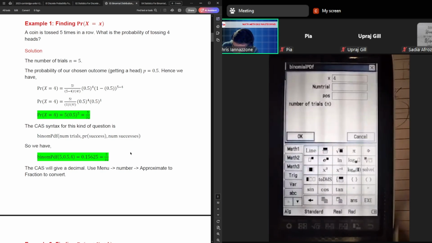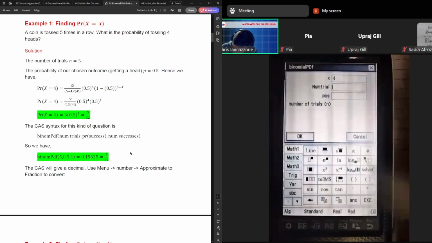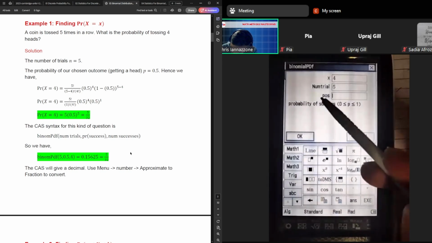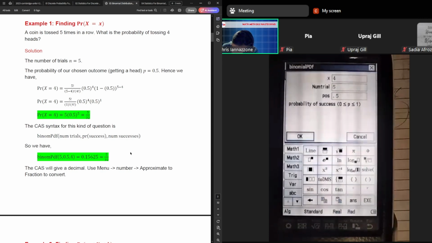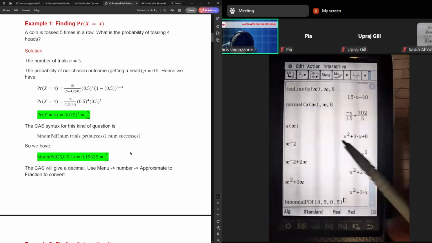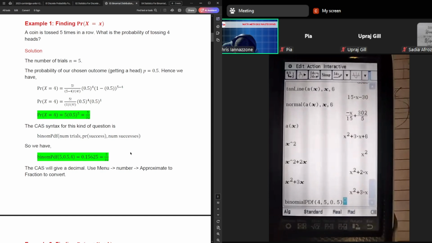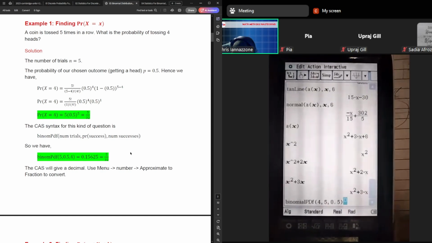X is 4, number of trials. At least they kind of tell you what it means. Number of trials is 5. POS, probability of success. That is a really weird wording on that. But anyway, invalid syntax. The reason why is because I had something there before and I didn't delete it. Get rid of that.